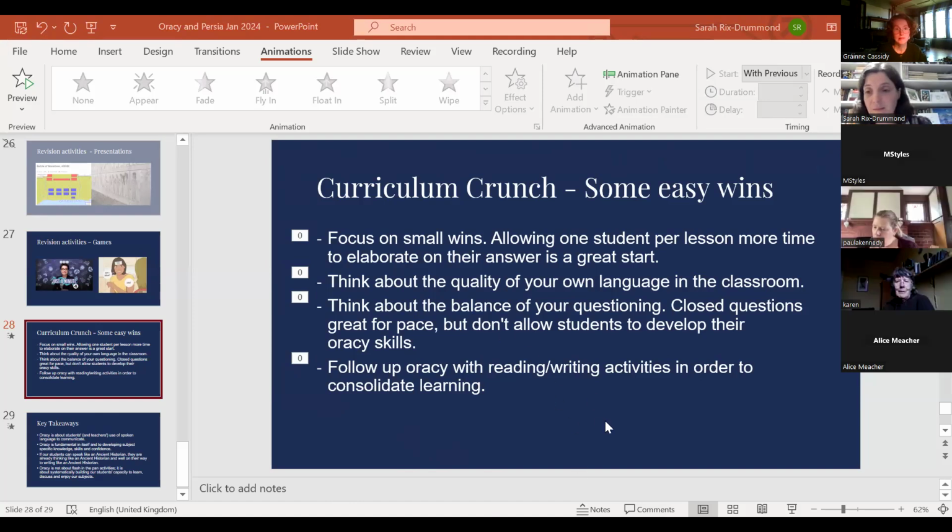Quick question. In my current school, I keep getting a lot of students with English as an additional language. Is there any good advice in terms of promoting oracy there? Because I know they struggle with the English language, and then I'm throwing Greek names, Persian names at them.